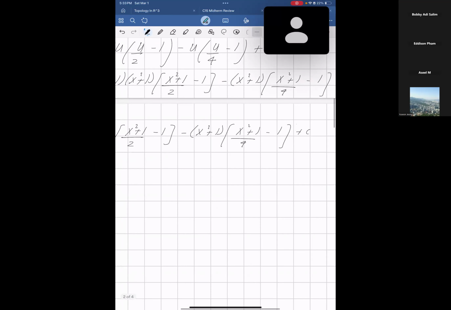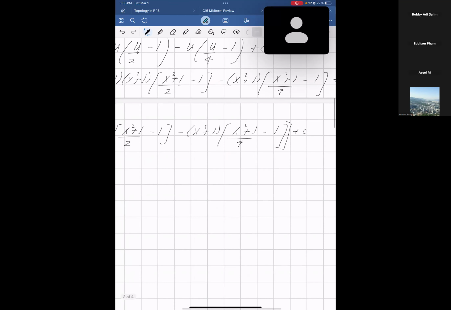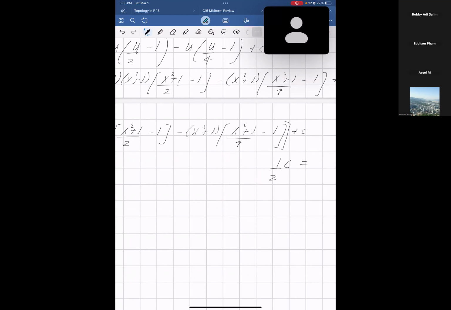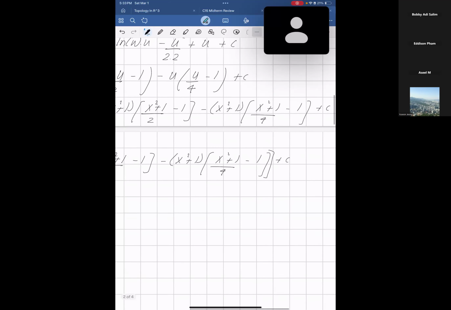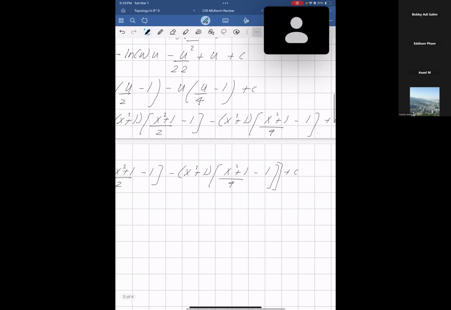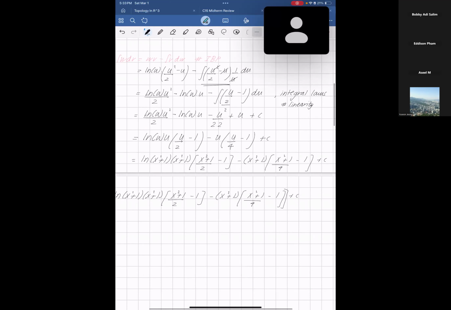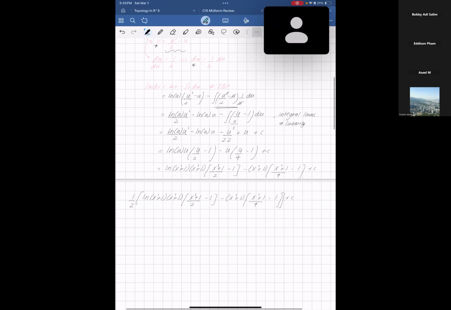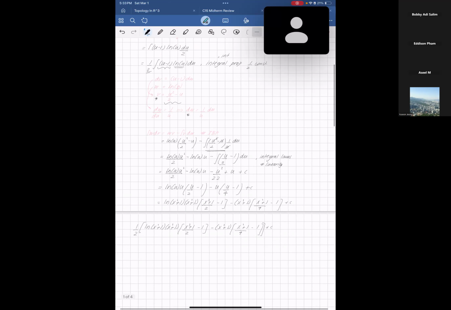You can technically not include plus c because 1 over 2 times c is just a new constant, so it doesn't really matter. Ideally, you just add it in the last step, especially when you're doing integration by parts. Because if you keep adding constants at each indefinite integral, you're just going to get a bunch of constants, and then in the end, you're just going to absorb them into one. So any questions so far?